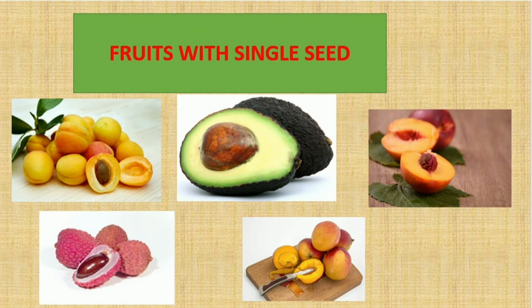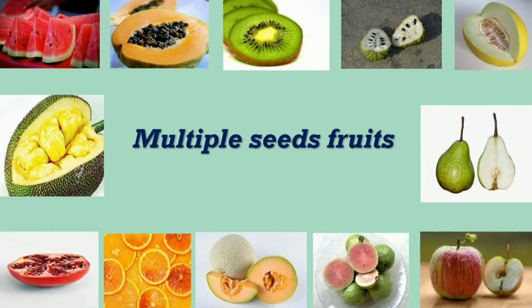Then the next, we see the images of multiple-seeded fruits. Example, watermelon, papaya, apple, etc.